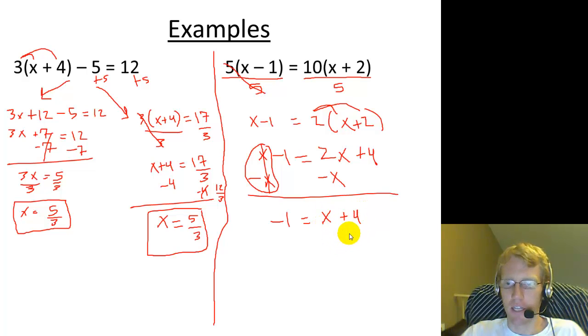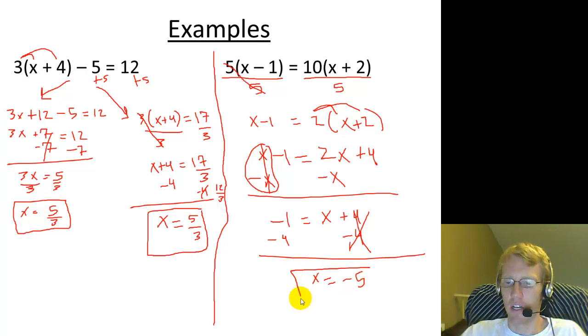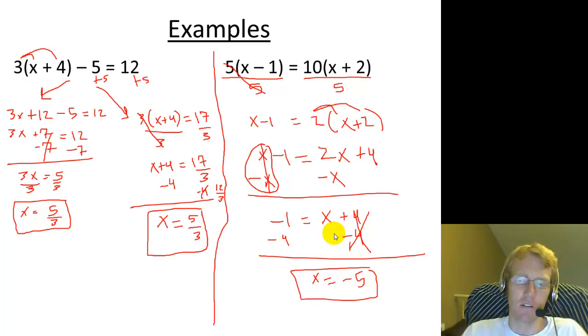And now to get x by itself, I can subtract 4 and subtract 4. Those cancel, leaving me with x equals, over here I have negative 5. And notice at the very end I've switched it so that my x is on the left and my answer is on the right. If I have negative 5 equals x, I can simply change the order and write x equals negative 5, and it doesn't matter.